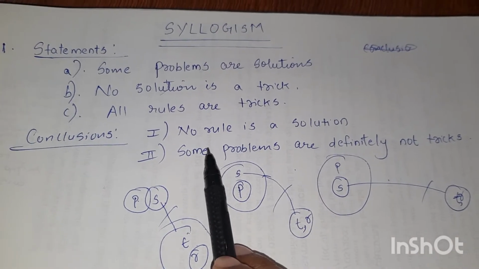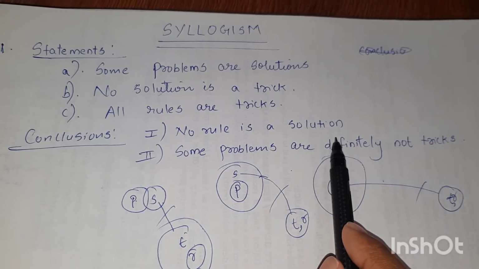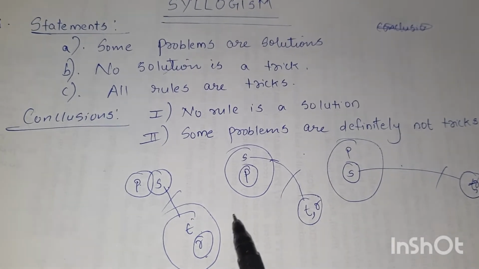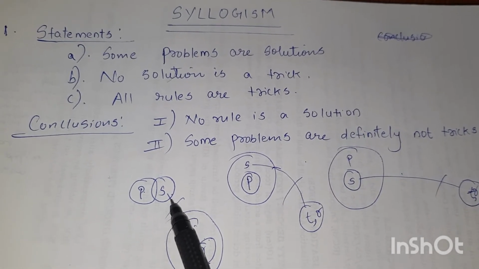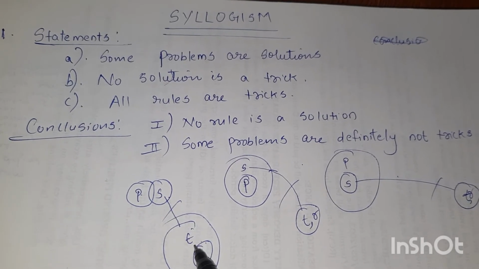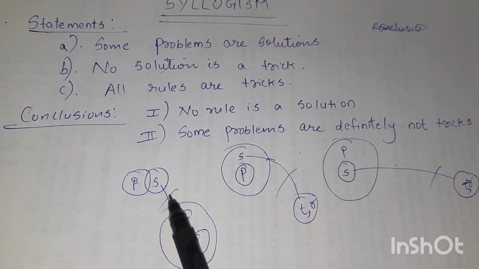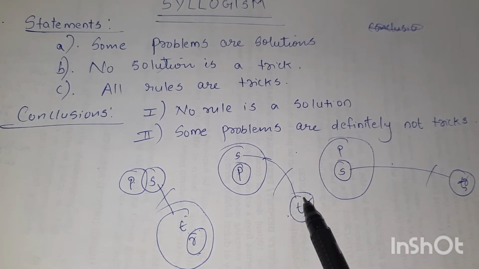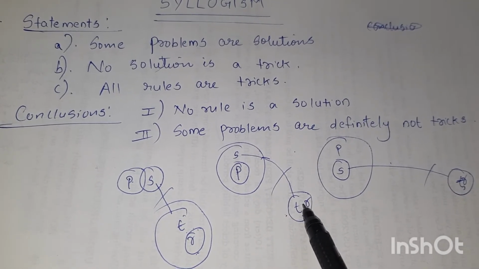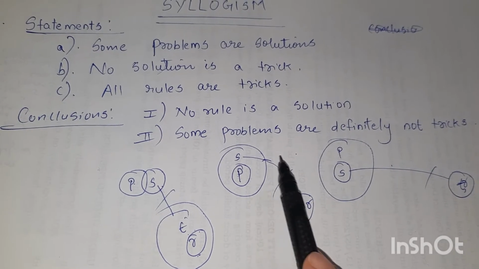And now going to the conclusions, no rule is a solution. Is it true? Yes, no rule is a solution. Why? Because there is no relationship between solution and trick. So definitely no rule is a solution. Here also there is no relation between solution and trick. So we can definitely say that there is no relation between rule and solution.